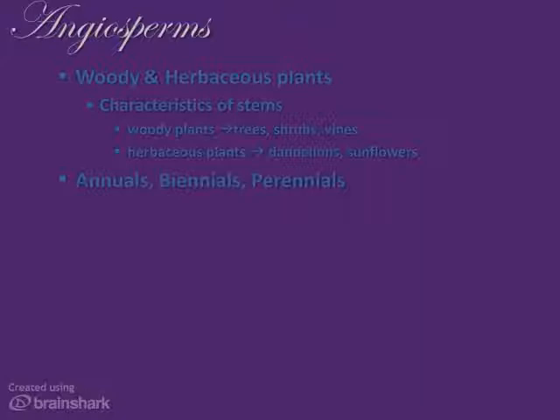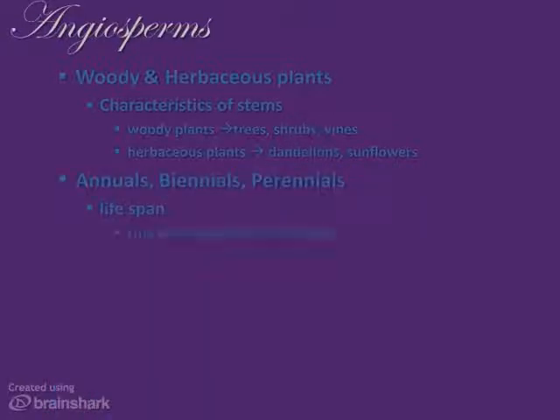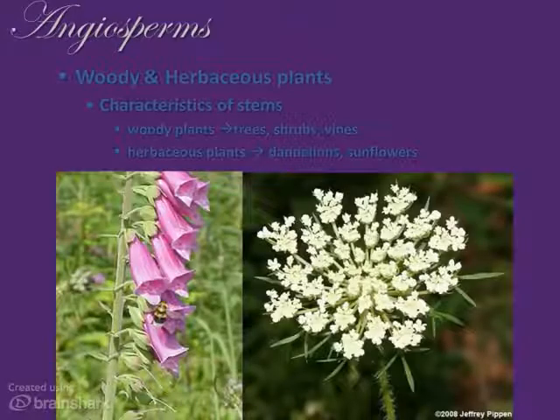Another way we classify plants is by how long it takes them to complete its life cycle. And there are three types: annuals, biennials, and perennials. So we look at their lifespan. In this picture, we see some annuals. They come back every year. Okay, it takes 1 year to complete its life cycle. It flowers, it produces seed, and it drops its seed all in one life cycle. Bluebonnets, dandelions, and sunflowers. Great examples of that.